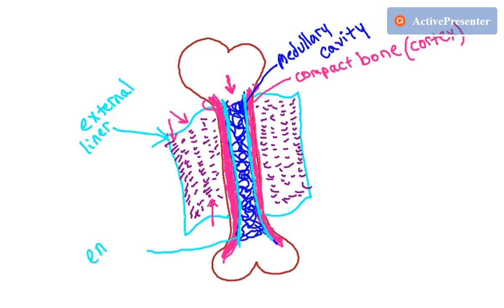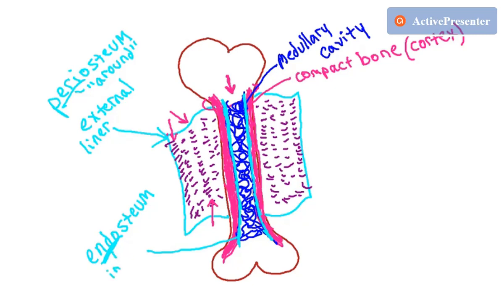So that's endosteum. So the liner on the outside is the periosteum, because peri means around, so around the outside, and inside, lining the inside of the compact bone, lining the medullary cavity. Endo means inside, and so this is the inside liner.